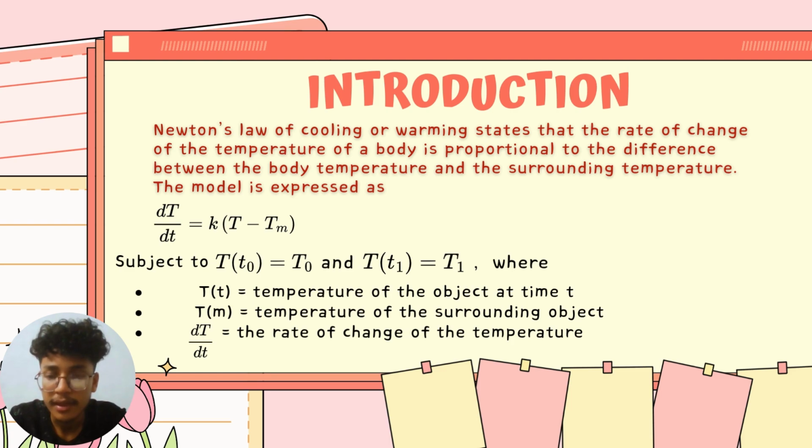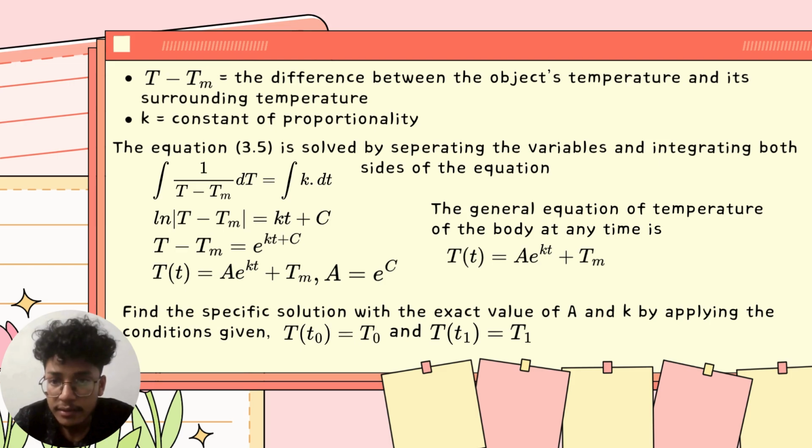Subject to T(t0) = T0 and T(t1) = T1, where T equals the temperature of the object at time t, Tm equals the temperature of the surrounding object, dT/dt equals the rate of change of the temperature, T - Tm equals the difference between the object's temperature and its surrounding temperature, and lastly, k equals the constant of proportionality.